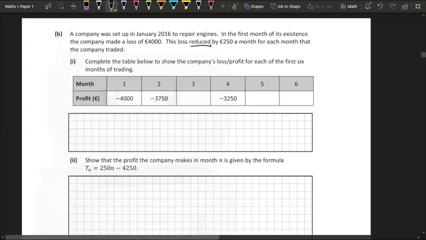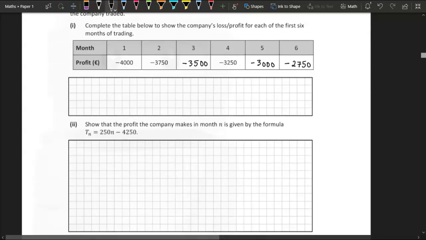So again, looking at number 3 here, you've got to complete the table. So if you're losing 250 less, this is going to be minus 3,500. And this would make sense because the next number is minus 3,250. So you knock another 250 off that. So in month 5, they have lost 3,000. In month 6, it's going to be minus 2,750. And again, you can use this for workings if you see fit. Let's move on to part 2.